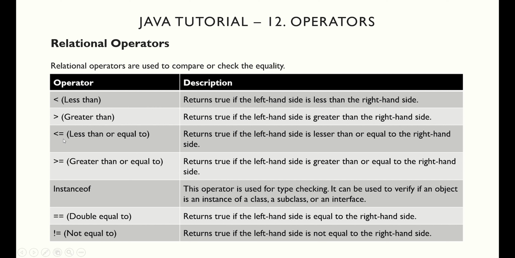Less than or equal to operator returns true if the left hand side is lesser than or equal to the right hand side. Greater than or equal to returns true if the left hand side is greater than or equal to the right hand side. Instanceof operator is used for type checking. It can be used to verify if an object is an instance of a class, a subclass, or an interface. Double equal to operator returns true if the left hand side is equal to the right hand side. Not equal to operator returns true if the left hand side is not equal to the right hand side.